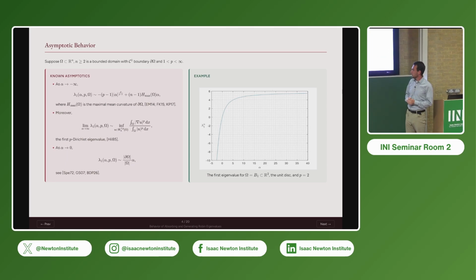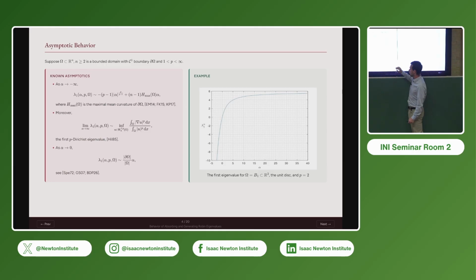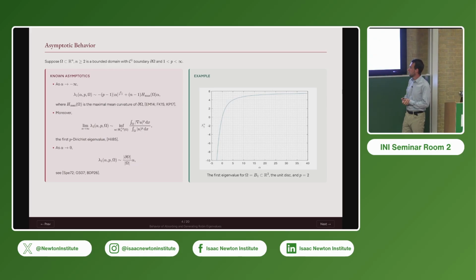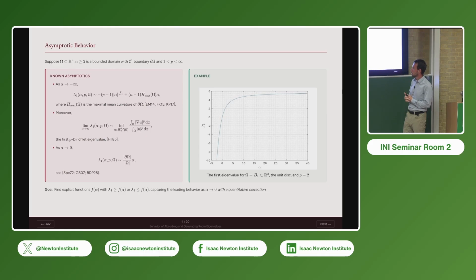And then recently, in 2026, there was a paper by Barbato and Della Pietra who showed that the same limit property holds true for a general p. However, their proof is based on the fact that the eigenfunction converges to a constant, and therefore they get this limit statement, but it remains open to find quantitative inequalities with the correct asymptotic behavior, and this is where our research started.